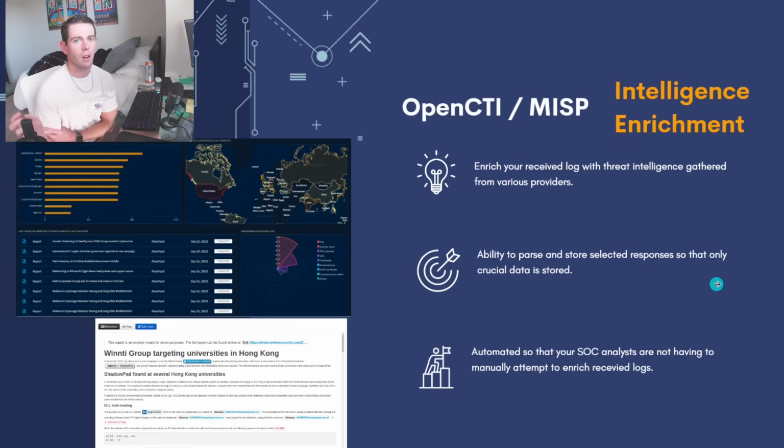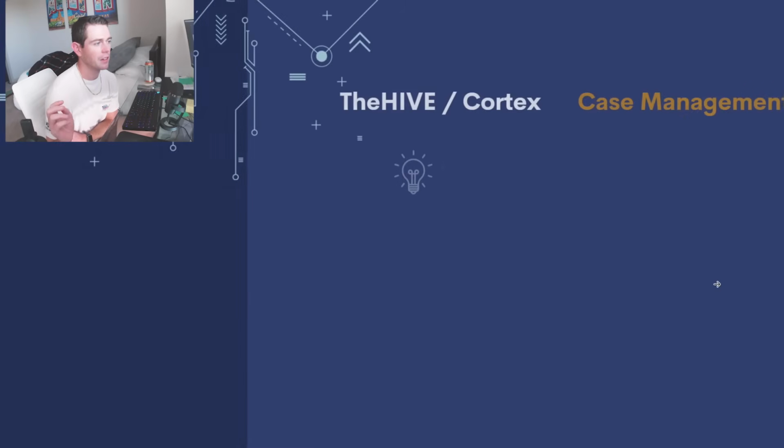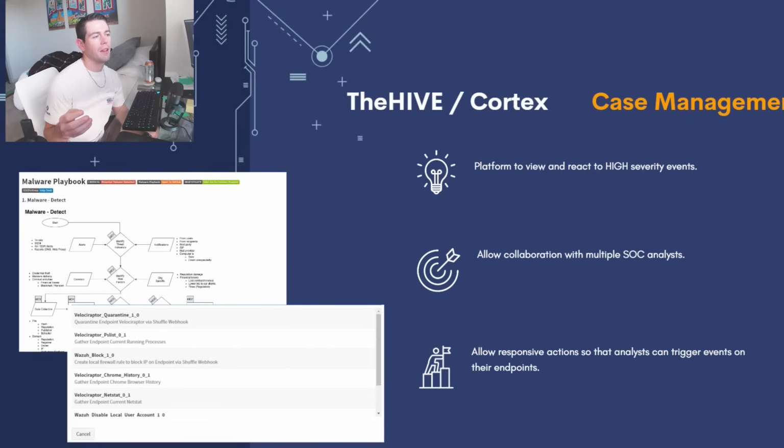For case management, we are going to take advantage of TheHive and Cortex. TheHive will be responsible for actually storing our cases. So what was the alert that came in? What are some of the observables associated with this alert, such as host names, IP addresses, domain names? Our SOC analysts will then use TheHive to assign tasks to one another to correspond on particular events. And then TheHive can also be integrated with Cortex, and Cortex is the tool that we use to run our responders and our analyzers.